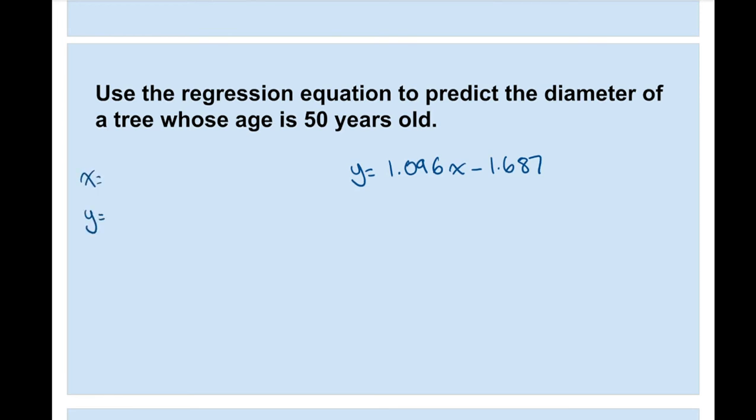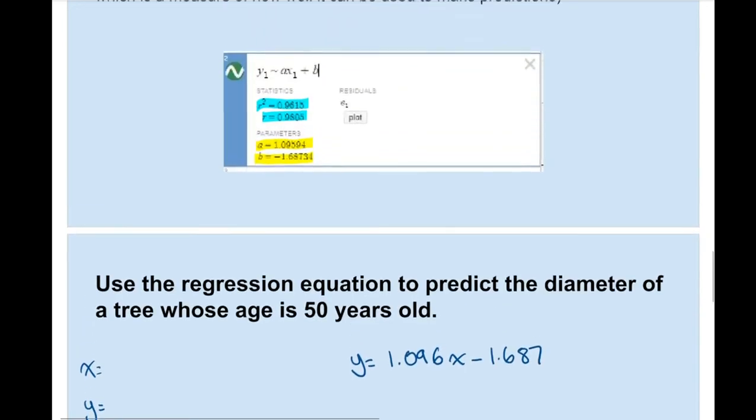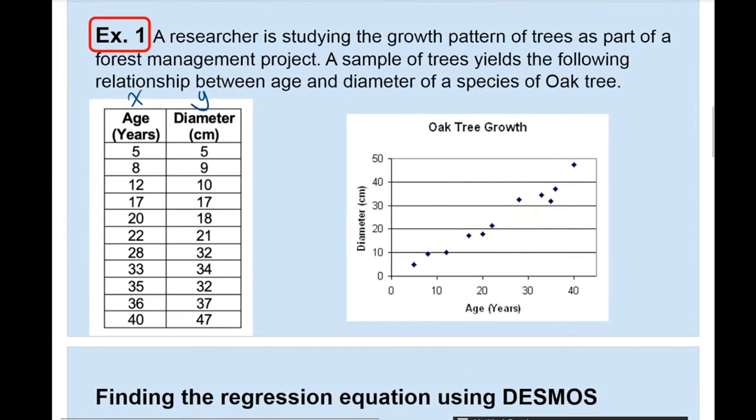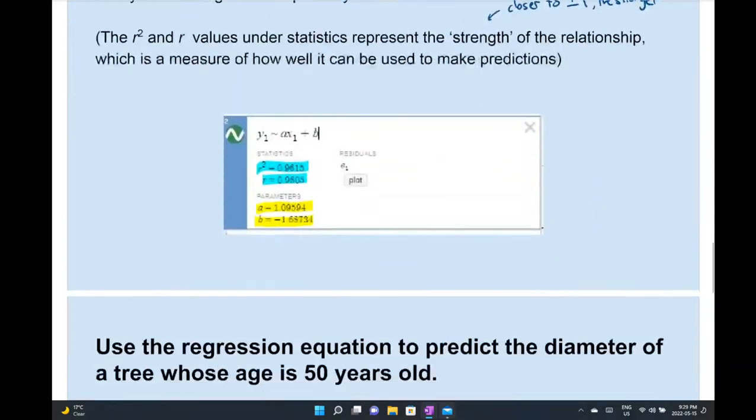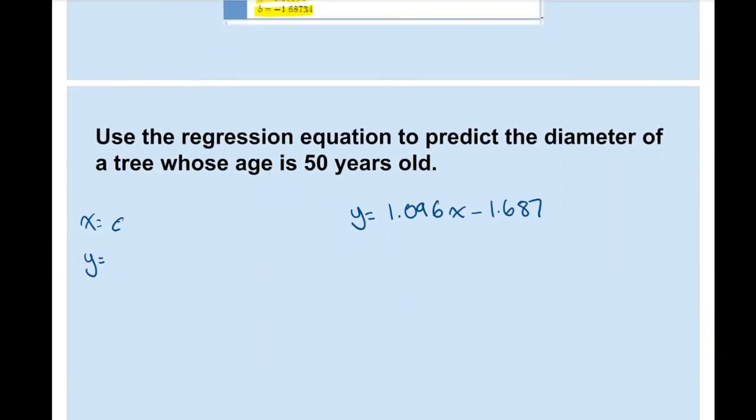So what does x equal and what does y equal? And again, you may not remember, but if you go all the way back to our table, remember we said the first column is usually the x, the second one is the y. So in this case, our age is our x value and our diameter is the y value. This is important because we will be given some of this information, so we need to know what to substitute in.